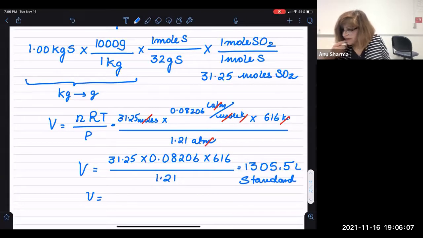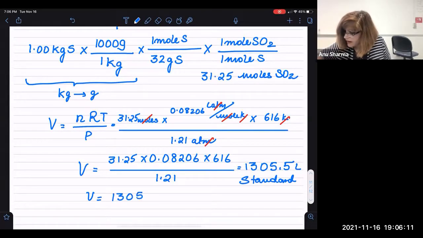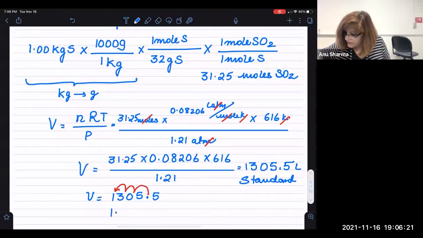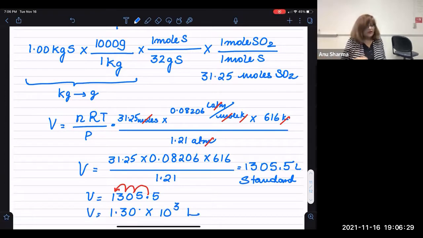So scientific notation would be 1305.5. The decimal moves 1, 2, 3. So this becomes 1.30 times 10 to the power 3 liters. Okay.